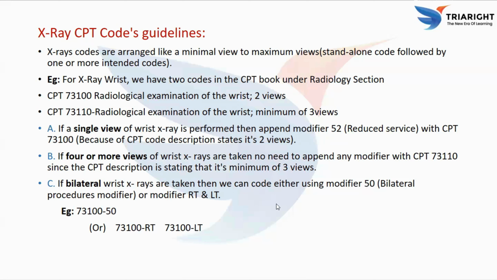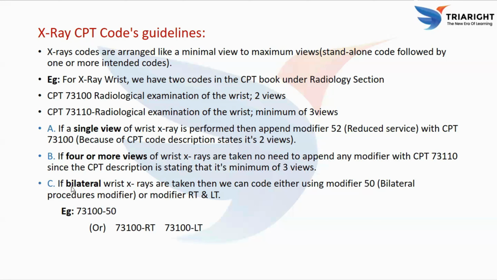And in scenario B, we have 3, 4 or more views taken. So do we change the code for 4 or 5 views? No. So what is the correct coding here? CPT code 73100 with no modifier. The description says a minimum of 3 views, so any number greater than or equal to 3 is already included in this code description. More views do not have a higher code once the minimum is met.